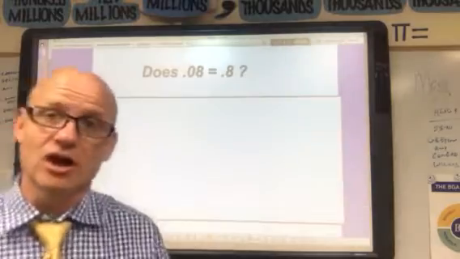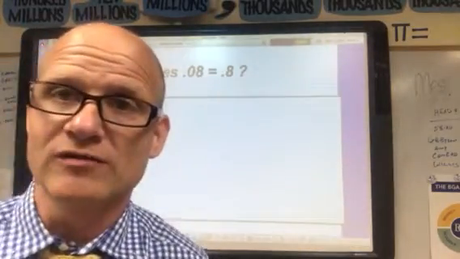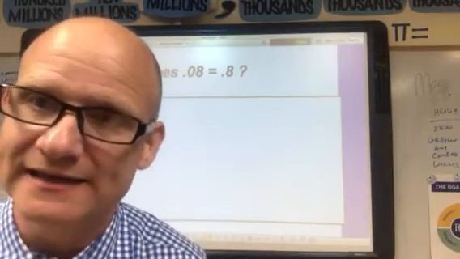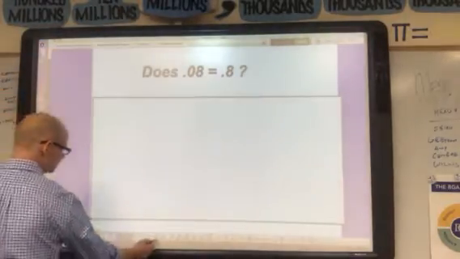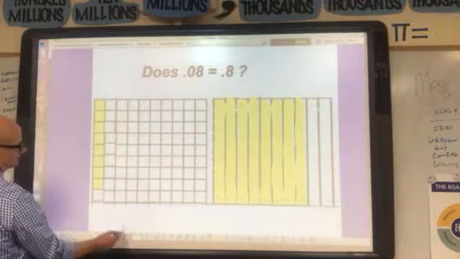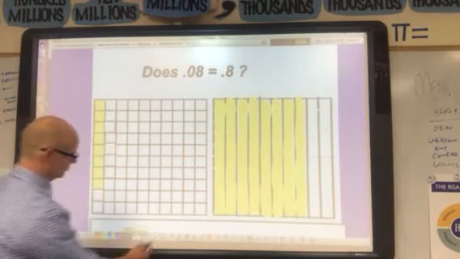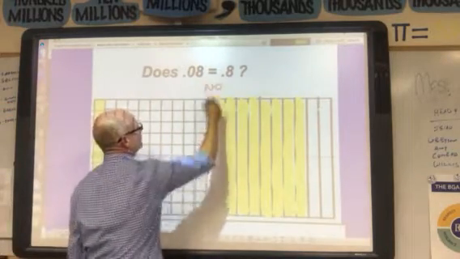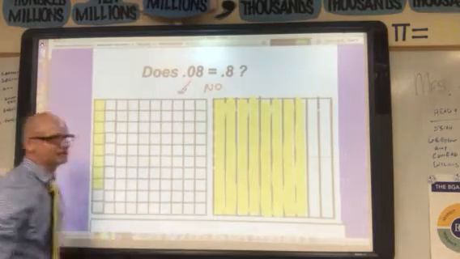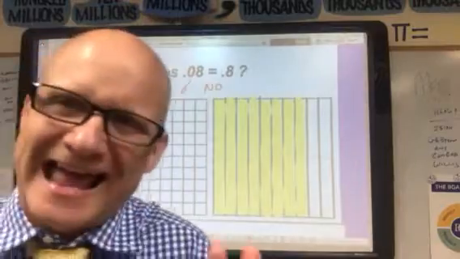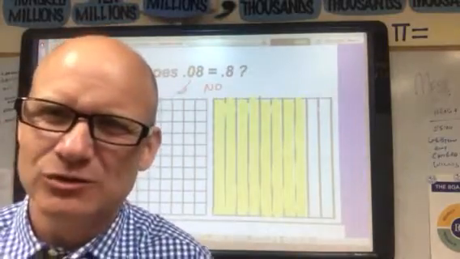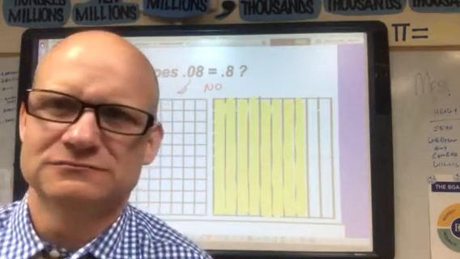Is 8 out of 100 the same part of a whole as 8 out of 10? Is that the same part of a whole? When you look at a grid like this, your answer should be no. Because over here is 8 out of 100. Think about a quiz. If you took a quiz and you got 8 out of 100 right, how would you feel?